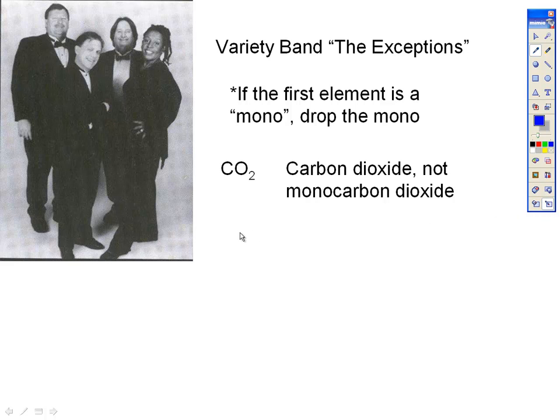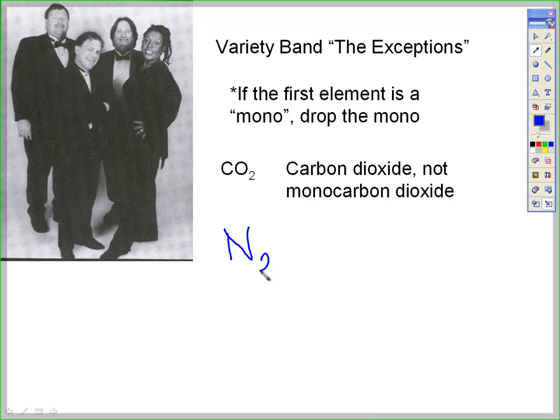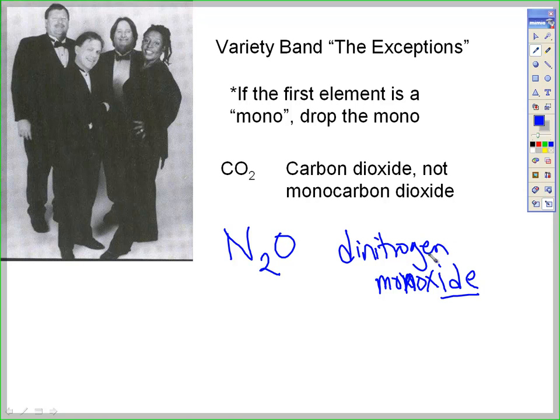If you were to have something like N2O, we would call this dinitrogen monoxide, and not monooxide. There should be an N, monoxide. So notice how the name of the first element stays the same. We just put a prefix on it unless it's mono. The name of the second element always has a prefix and ends in "ide".